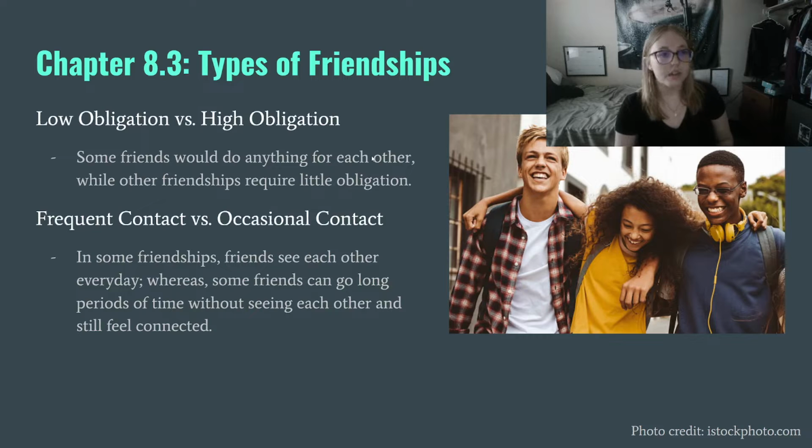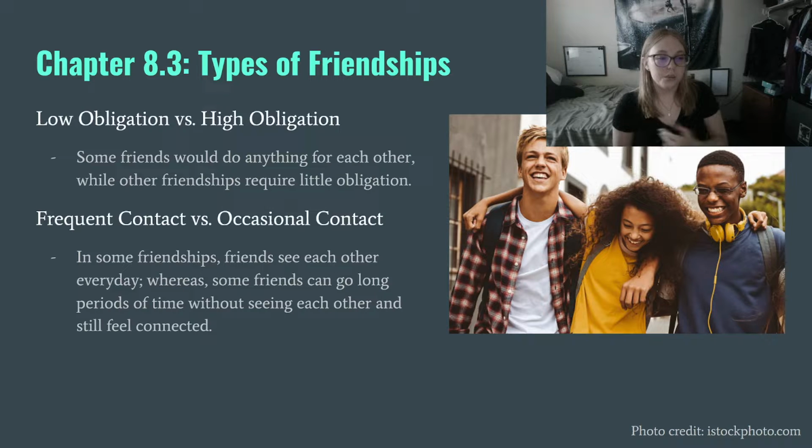So then for our next one, we have low obligation versus high obligation. Low obligation could be the beginning stages of a friendship, and so you don't feel as obligated to hang out with them or help them. And then high obligation is the opposite spectrum of that. You feel more obligated and you want to help this person succeed in whatever they can.